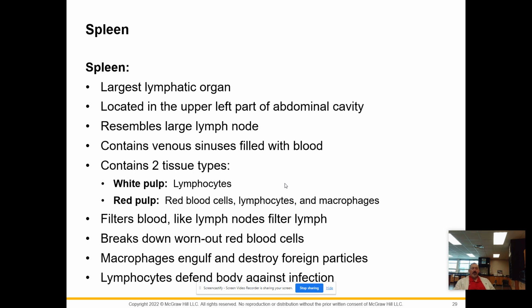So it's a blood filterer, of course, but the lymphatic material that it's picking up from that filtering of blood from that splenic artery, it's going to be sending that back lymphatic. Once again, this is one way. So the macrophages are going to engulf and destroy particles. The lymphocytes are going to defend the body against infection.